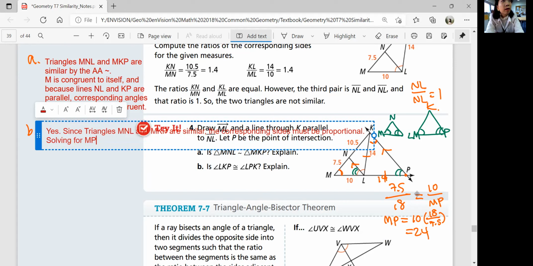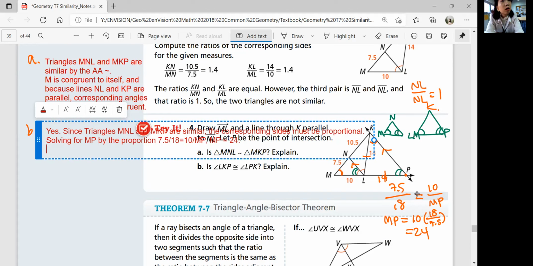Solving for MP by the proportion, 7.5 over 18 is equal to 10 over MP. MP is equal to 24. So LP is 24 minus 10, which is equal to 14.